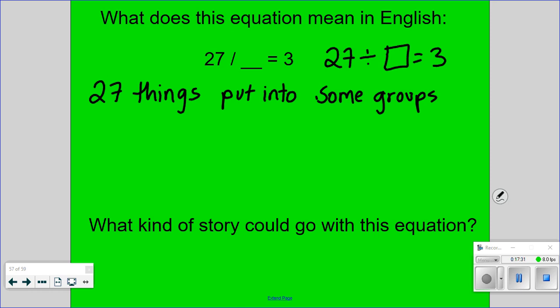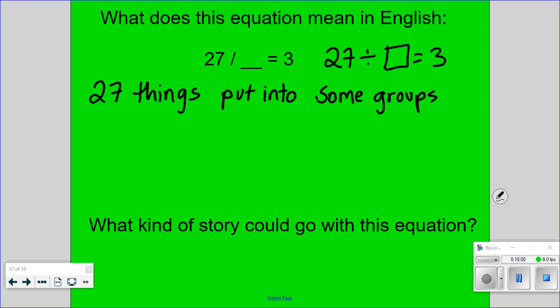That last number in my equation, 3. Does anyone know what that number means? I had 27 things, and I put them into some groups. What does that 3 mean? Harper? Yes! Harper, say it a little louder for the friends in the back. The 3 is how many things in each group?